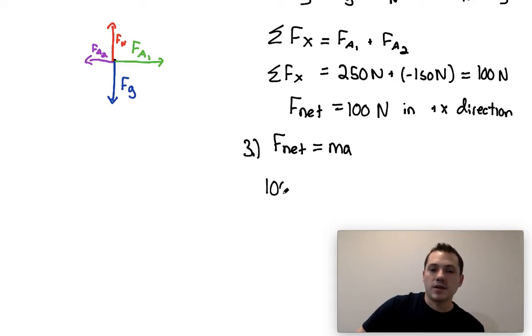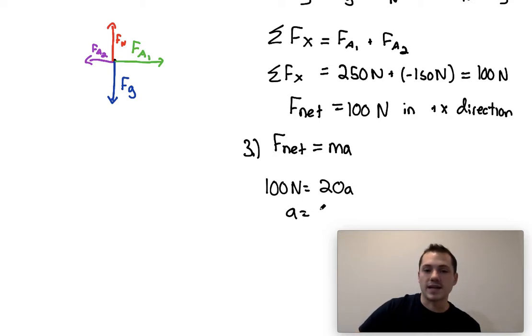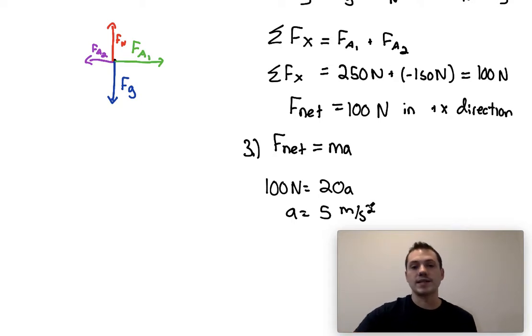So we say 100 newtons is equal to 20 times a. Solving this for a, we would find a is equal to 5 meters per second squared. I'm not going to go over the units in this one, but acceleration does have units, meters per second squared. And that's how we could figure out the acceleration.